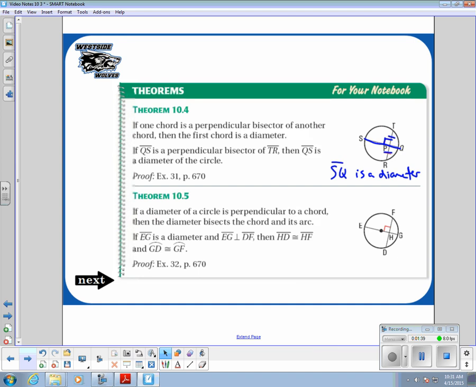The next one says if a diameter of a circle is perpendicular to a chord, then the diameter also bisects the chord and its arc. So if this is a diameter at a right angle to a chord, then this arc and this arc are congruent, and it also bisects that chord. These two go together. One tells you that it's a diameter; the other says you have a diameter and it bisects. They're not exactly converses of each other, but they give the reverse information of each other. We're going to learn to use both of those.